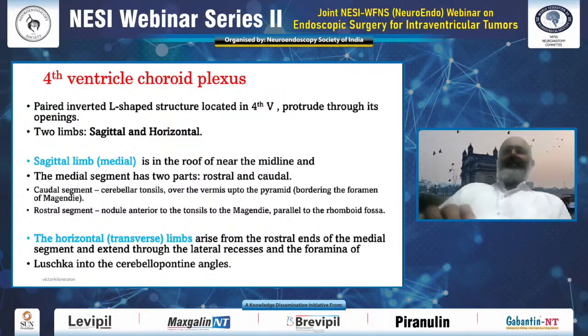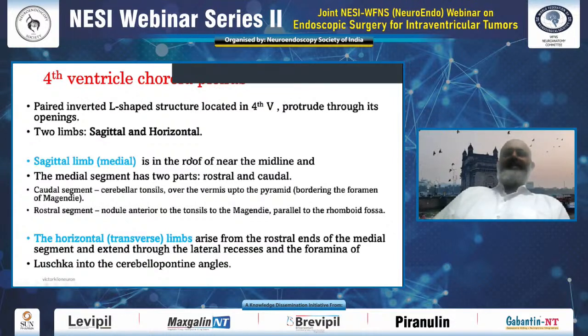Now the fourth ventricular choroid plexus is described as having an inverted L-shaped structure, which protrudes through its openings, and there are two arms to this, or two limbs, the sagittal and the horizontal. The sagittal or the medial limb is found in the roof. It is near the midline. And again, this has two parts, the rostral and caudal. And the horizontal or the transverse limbs arise from the rostral ends of the medial segment and extend out of the foramen of Luschka into the CP angle.